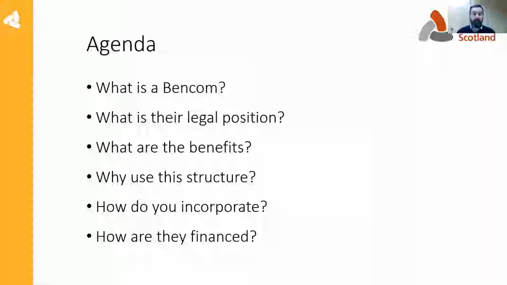So how do you incorporate in the kind of process? And a little bit on how they're financed. As I say, it's one of the key drivers we see increasing the usage. And I think it's important maybe for you to understand why somebody might want to go down that route rather than something like a SCIO, a company limited by guarantee, or even a CIC as well.